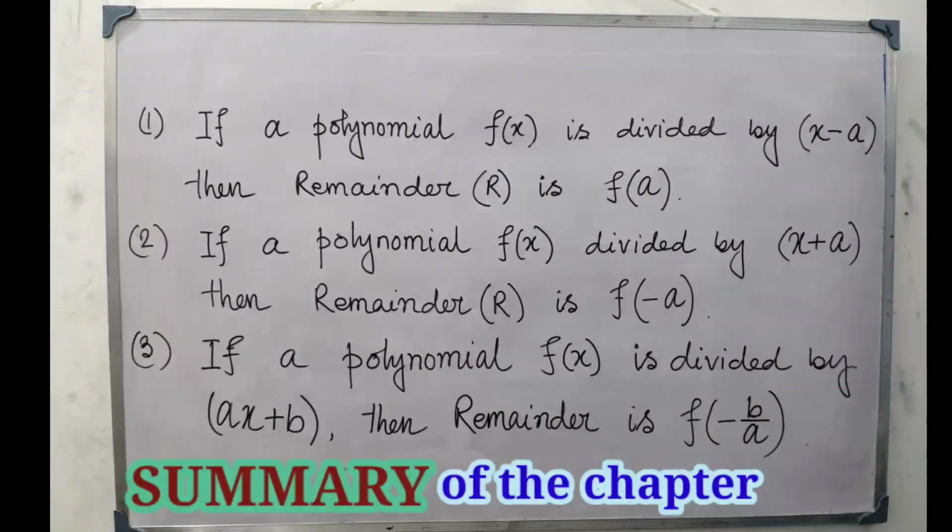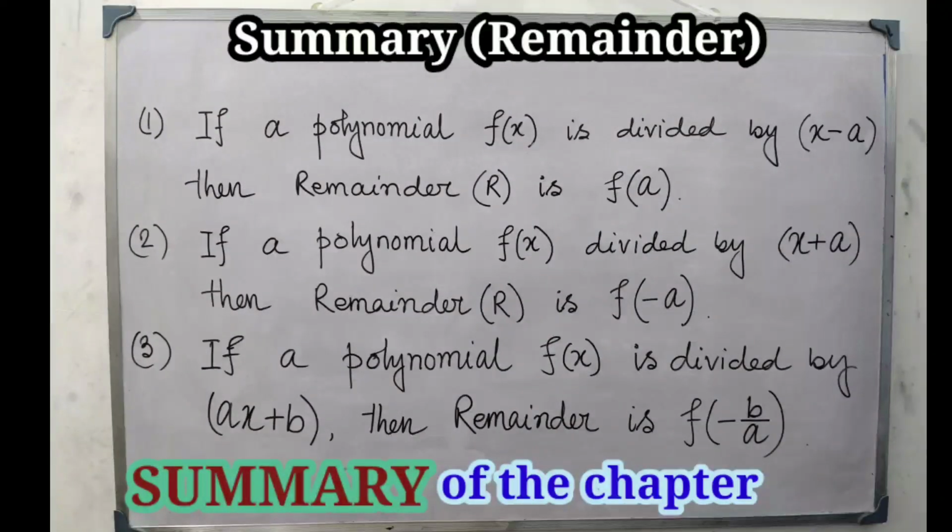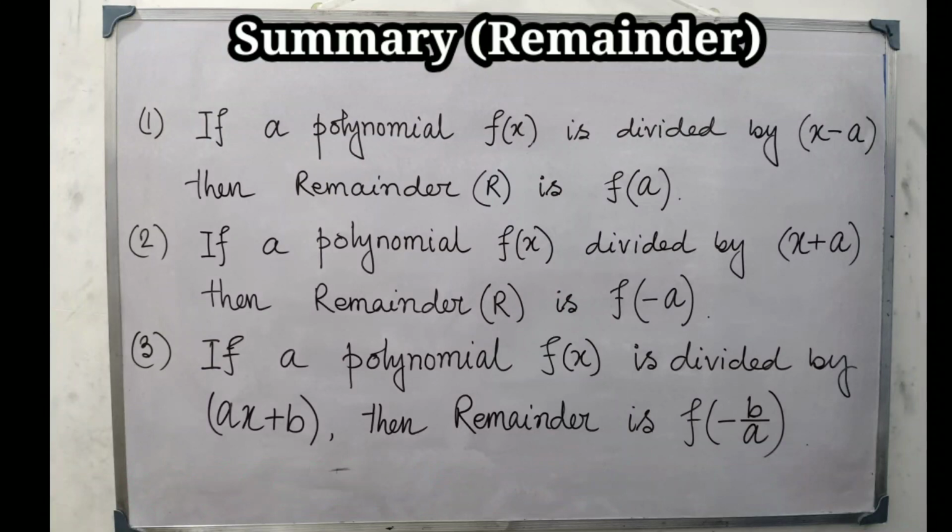Okay, this is the summary of this chapter, and this summary is on remainder only. So see the first one. If a polynomial f(x) is divided by x minus a, then remainder, denoted by r, will be f(a). For the second one, if a polynomial f(x) is divided by x plus a, then remainder will be f(minus a). And third one, if a polynomial f(x) is divided by ax plus b, then remainder will be f(minus b by a). So no need to memorize all three, I think.